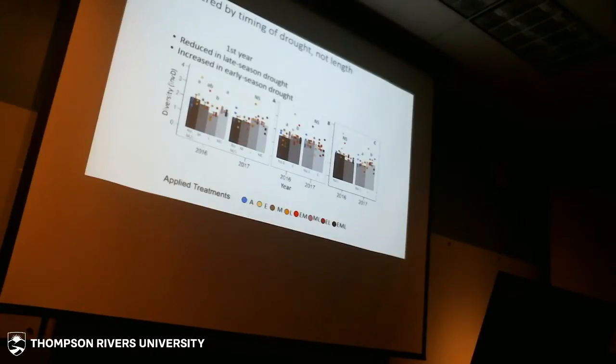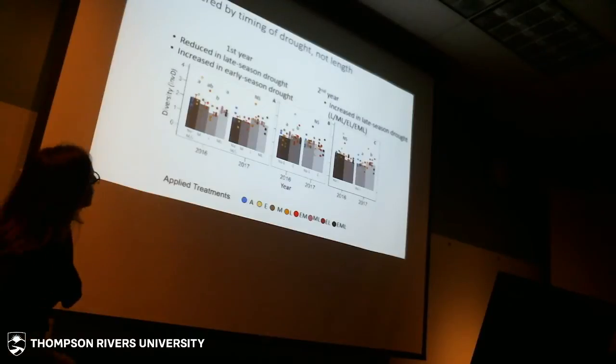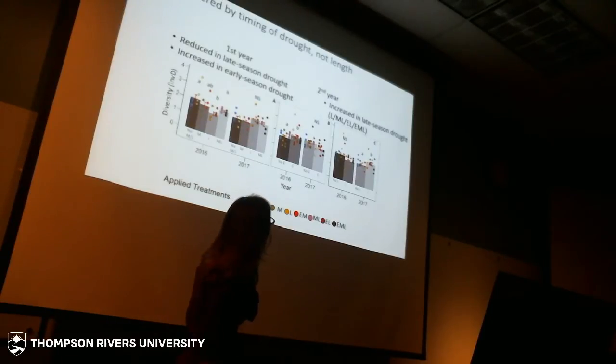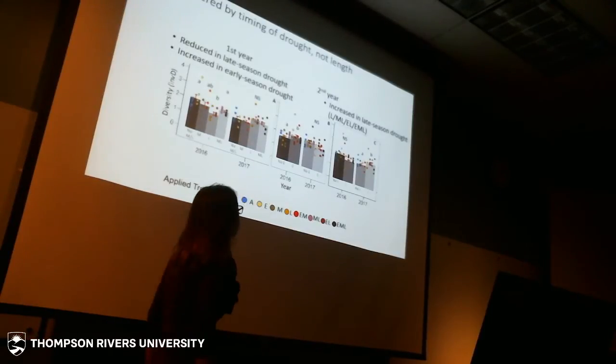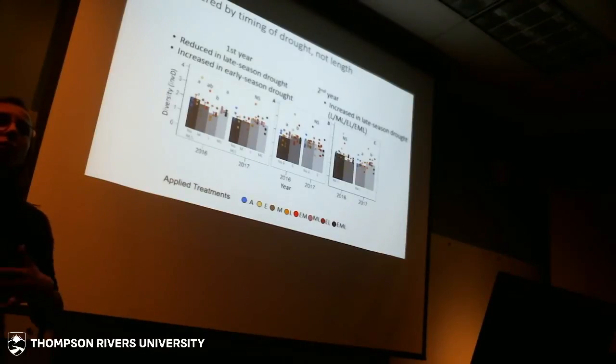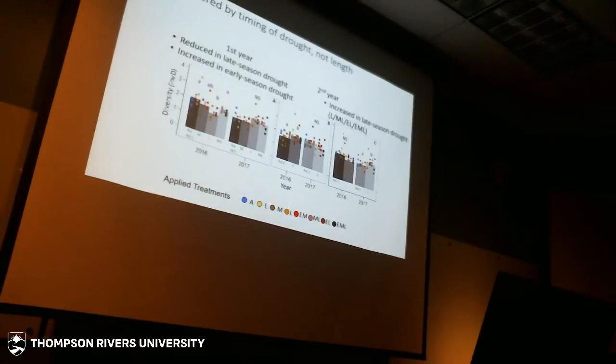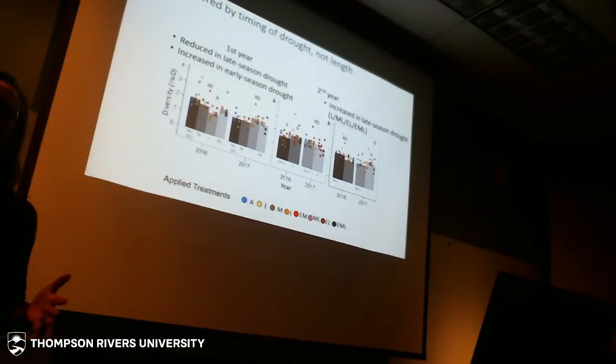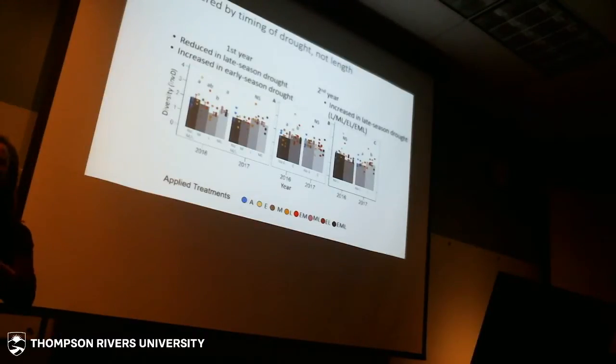And then, yeah, I guess I jumped ahead. So in the second year, the only thing that I did find was that late season droughts actually increased diversity, which is not what I expected, but we suspect that there's maybe some stress tolerant mechanisms that were occurring, that since they had experienced the drought beforehand, the next year they were better able to handle the drought and diversity was increased.